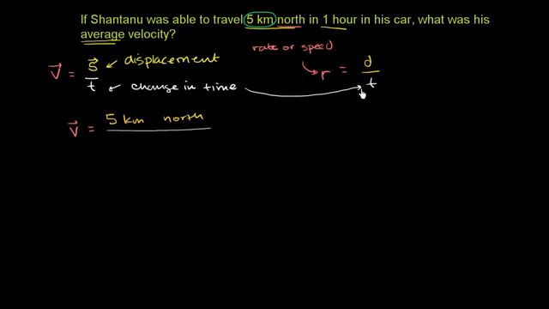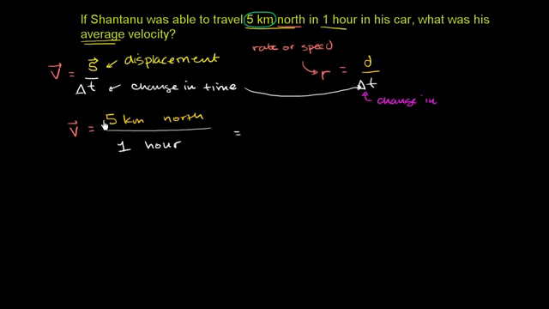Sometimes you'll just see a t written there. Sometimes you'll see someone actually put this little triangle, the character delta, in front of it, which explicitly means change in. It looks like very fancy mathematics when you see that. But a triangle in front of something literally means change in. So this is change in time. So it goes 5 kilometers north, and it took him 1 hour. So the change in time was 1 hour. So let me write that over here. So over 1 hour.